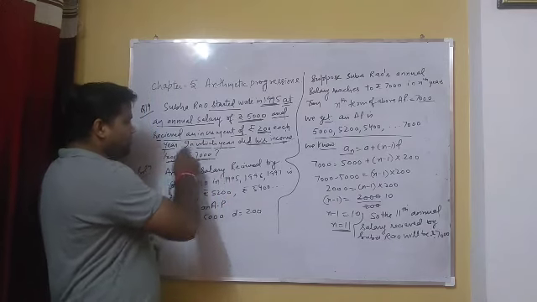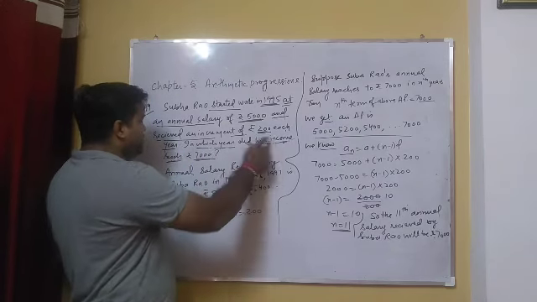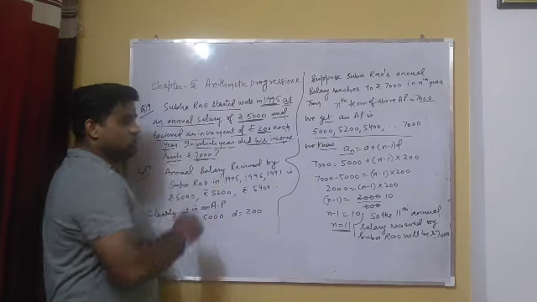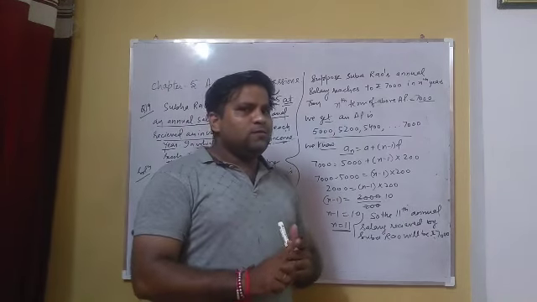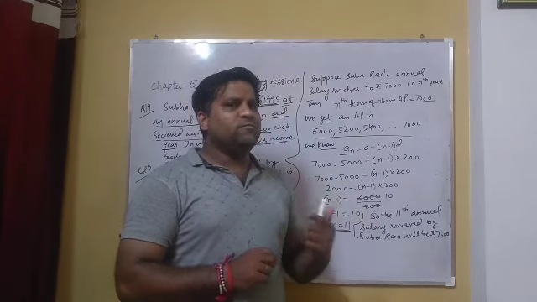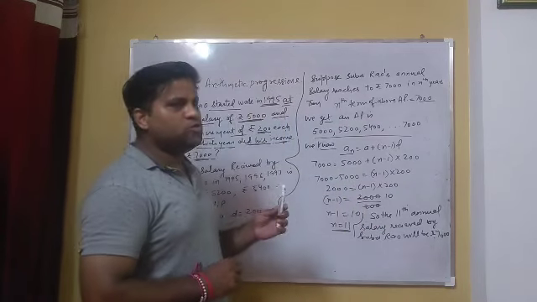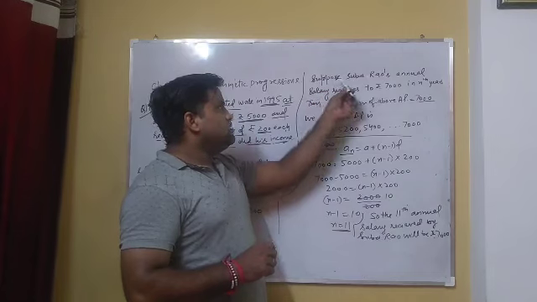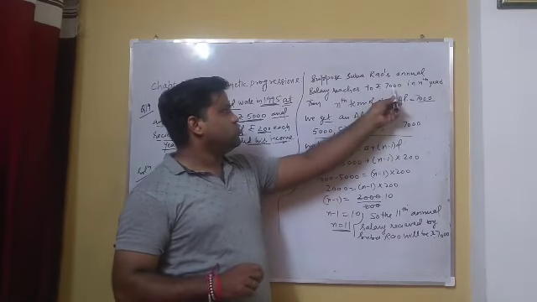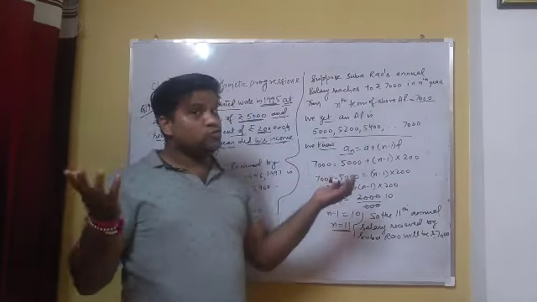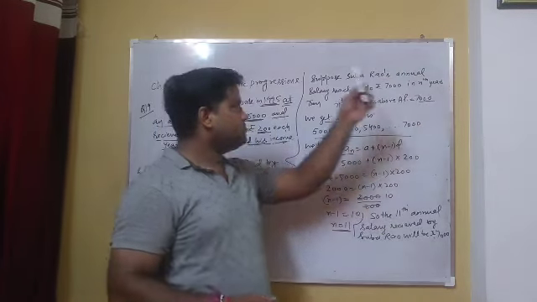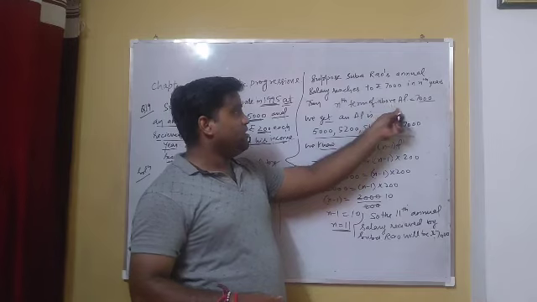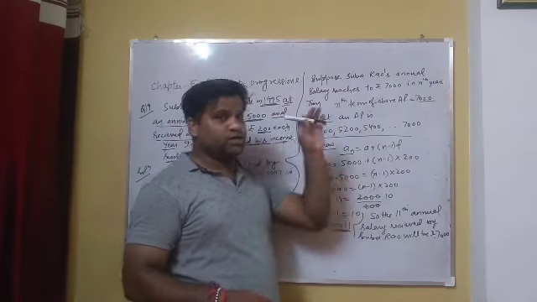Now let us come to the point: in which year did his income reach rupees 7,000? Here we have to find the year in which his income will be 7,000. So let us suppose that Subba Rao's annual salary reaches rupees 7,000 in the nth year, because we don't know that year. So it means that the nth term of the above AP is rupees 7,000.